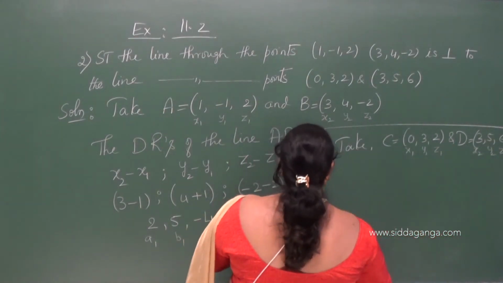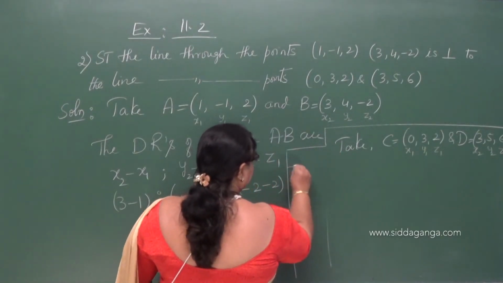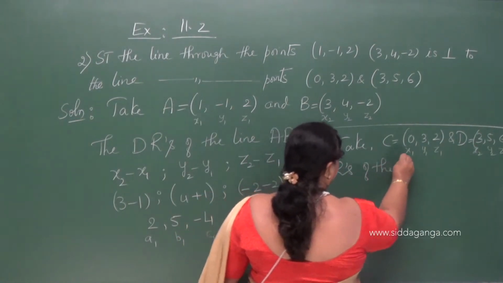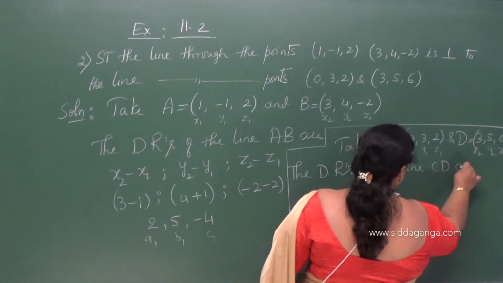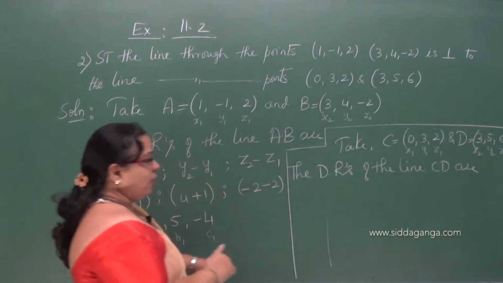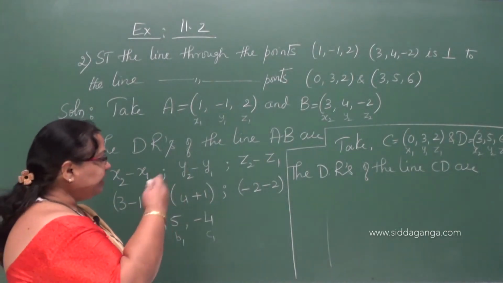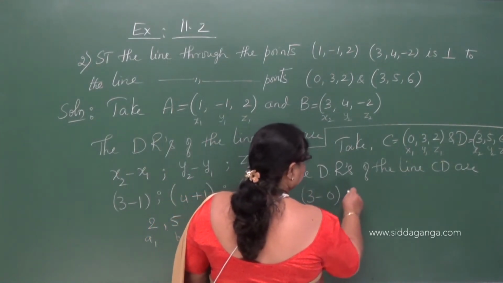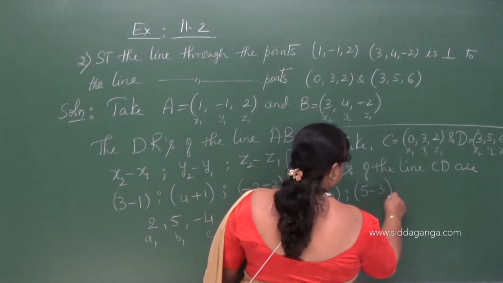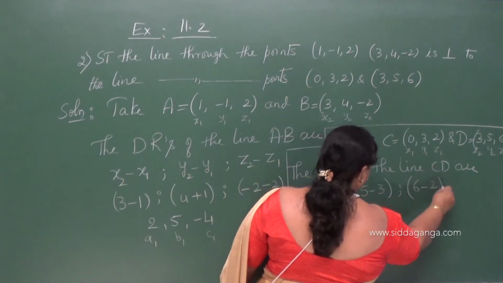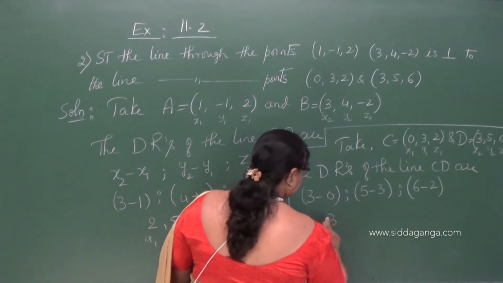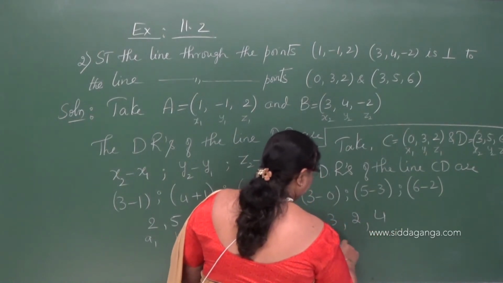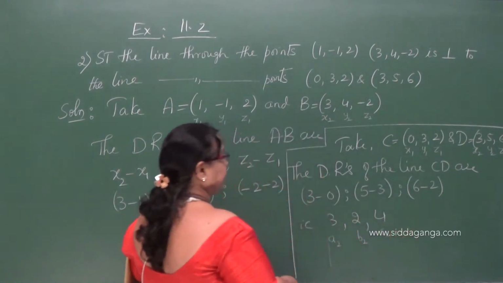The direction ratios of the line CD are, so now there is no need to write the formula again. Just say the formula and keep making the entries. x2 minus x1, comma, y2 minus y1, comma, z2 minus z1. That is 3, comma, 5 minus 3, 2, 4. These are nothing but A2, B2, C2.